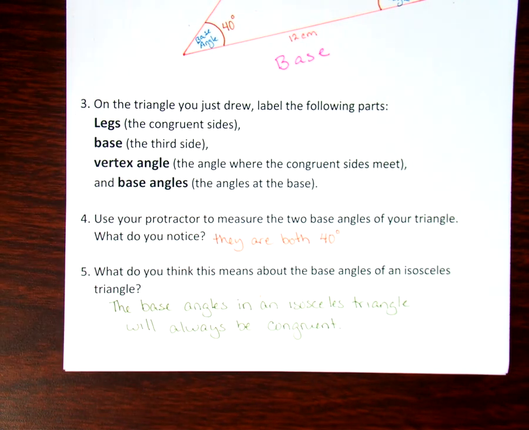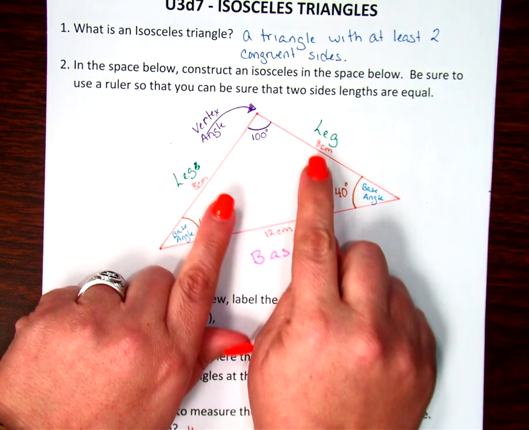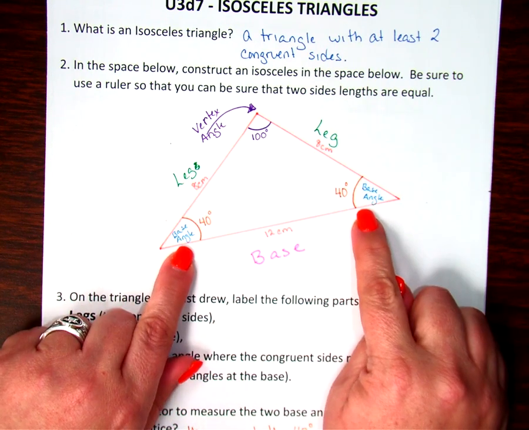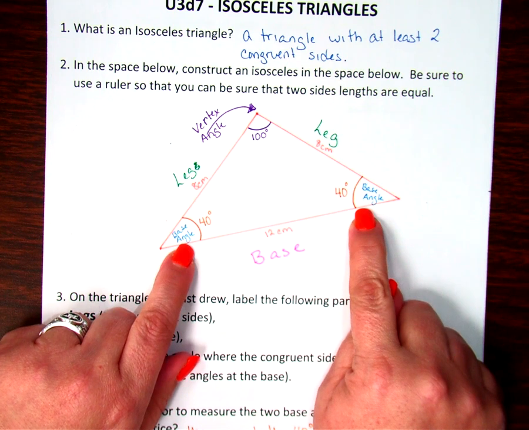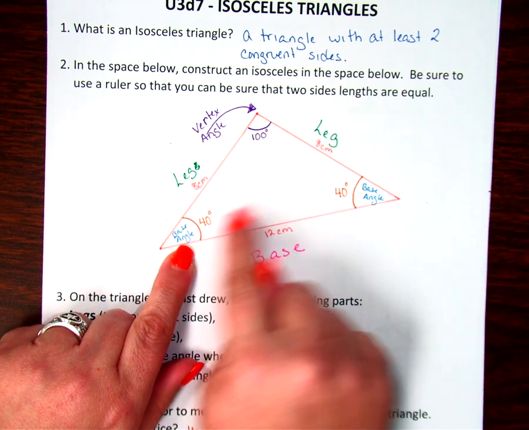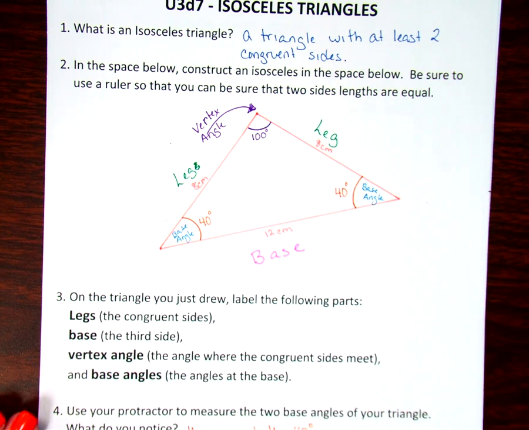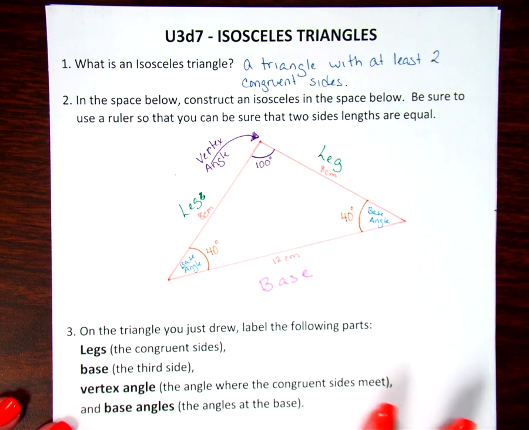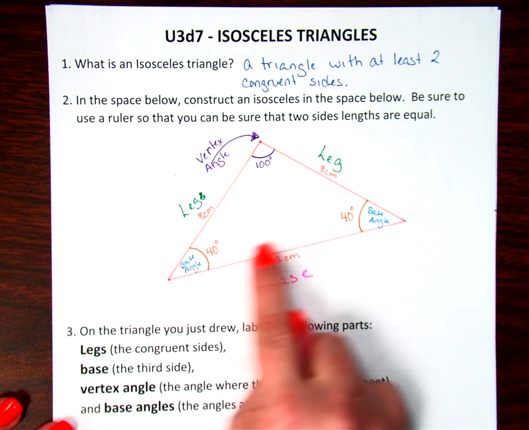Okay? All right, so in the next video, we're going to go ahead and look at some examples of how we can use this information of knowing that I'm going to have two legs that are exactly equal to each other. I'm going to have two base angles that are exactly equal to each other, and I know these three angles together always will add to 180 degrees. So in the next video, we'll look at some examples, finding leg lengths, and finding base and vertex angles.